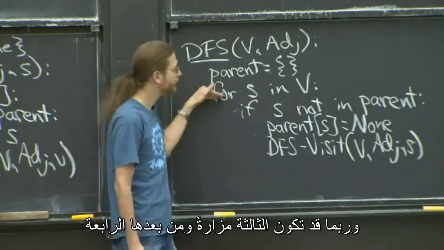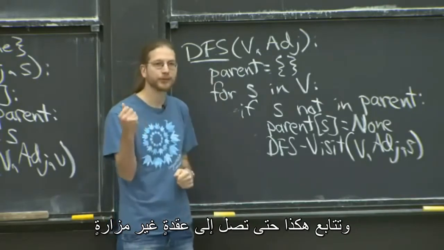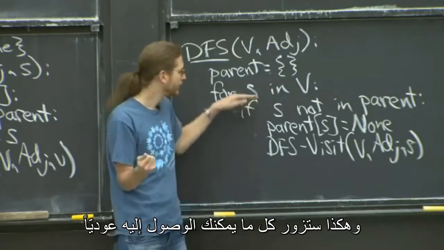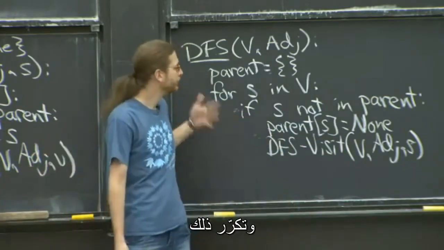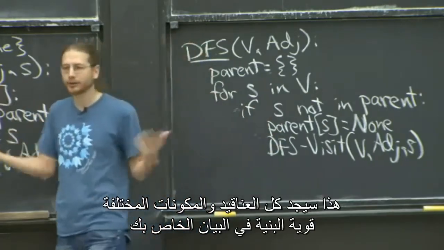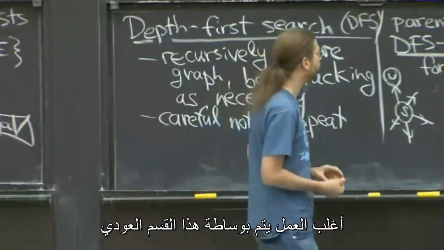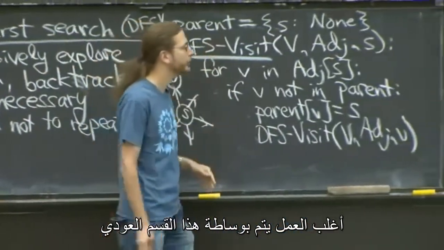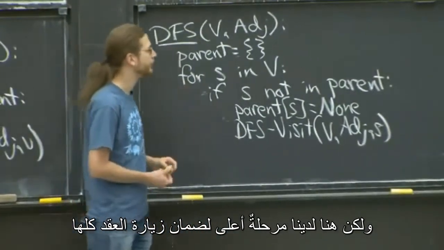Then you skip it. Third vertex, maybe you visited it already. Fourth vertex, keep going until you find some vertex you haven't visited at all. And then you recursively visit everything reachable from it. OK, and you repeat. This will find all the different clusters, all the different strongly connected components of your graph. Most of the work is being done by this recursion, but then there's this top level just to make sure that all the vertices get visited.